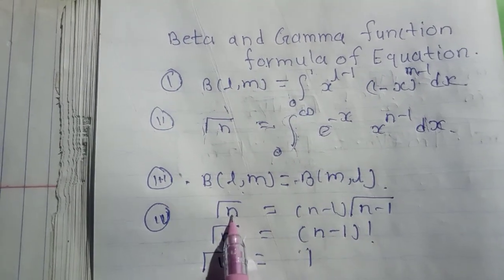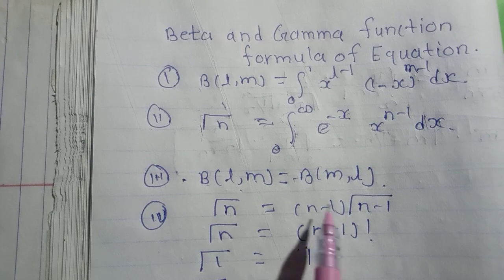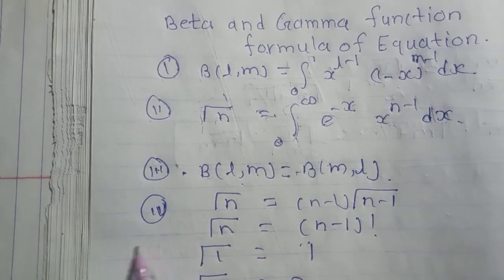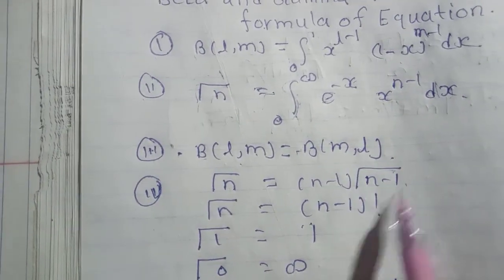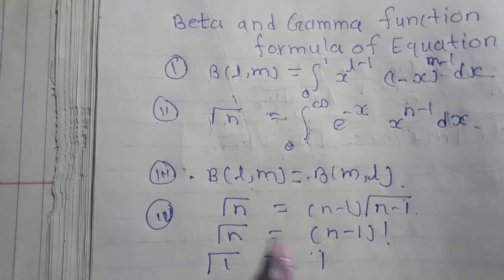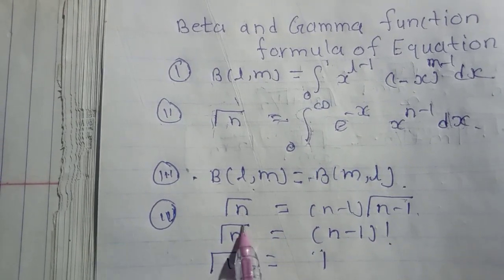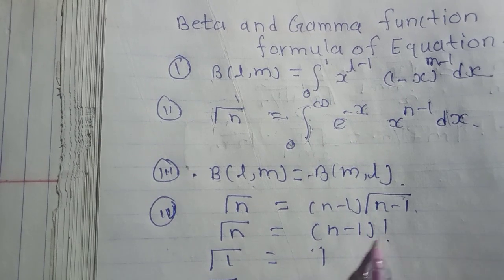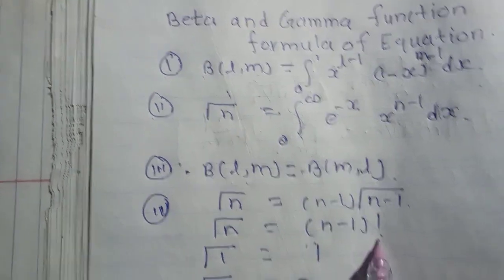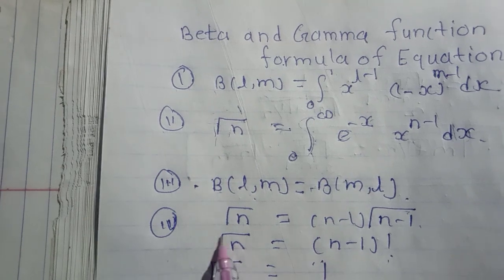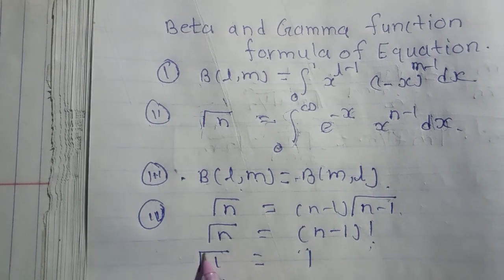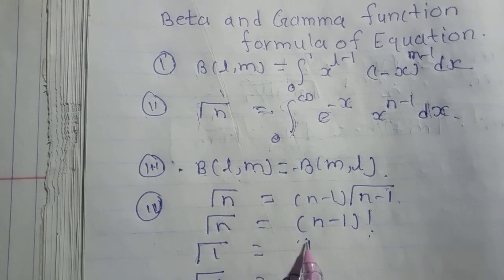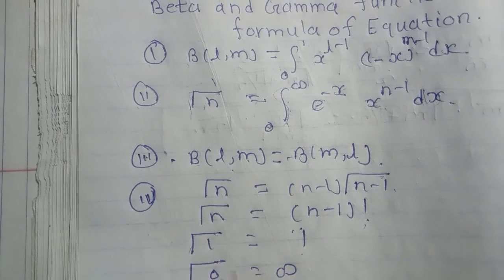Then elementary properties of gamma function, that is gamma of n is equal to n minus 1 into gamma of n minus 1. This is simplified. Then gamma of n is equal to n minus 1 factorial. In this lecture we see how to solve factorial. Then we calculate gamma of 1, that is 1. Then gamma of 0 is infinity.